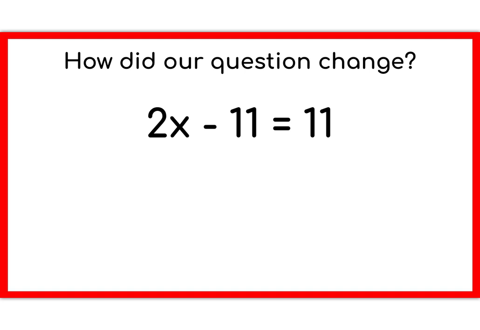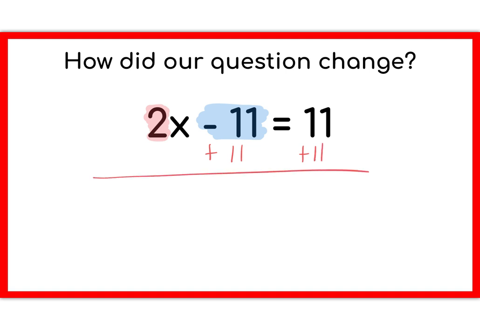So in this problem, our question changed because now I have a coefficient with my variable. So this 2 is considered a coefficient. It is attached to my variable. And my goal is to always remove this last. So I'm first going to move my constant, negative 11, by doing inverse operations. Because I have a minus 11, this means that I'm going to add 11 on both sides. And then I'm going to simplify.